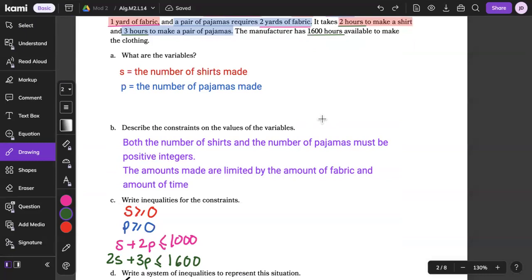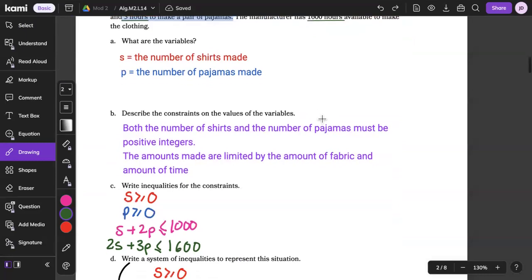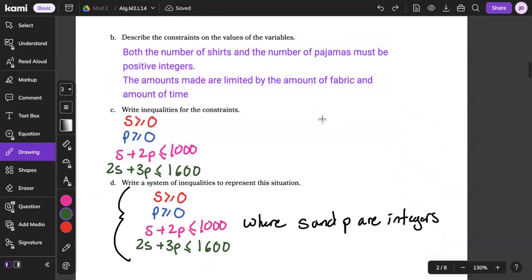I would maybe write these in pencil, but then underline them in color or write them in color if it makes sense. And then your system of inequalities is going to be the same thing, but we're going to specify where S and P are integers because we know that they have to be positive. So now you have your inequalities. Take a moment on your own and graph each of these, again, using a different color for each of them. And then I will show you my graph after you have yours.